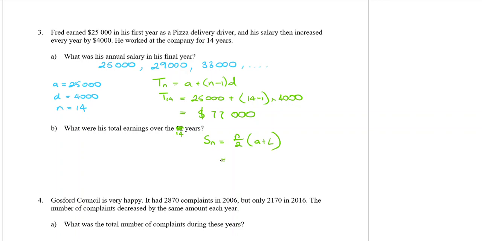Okay, so n is 14 over 2. This is sum of 14. Bracket 25,000 plus 77,000. And then we get an answer of $714,000. You can still use the other sum formula if you want to. It still works. Give you the same answer.